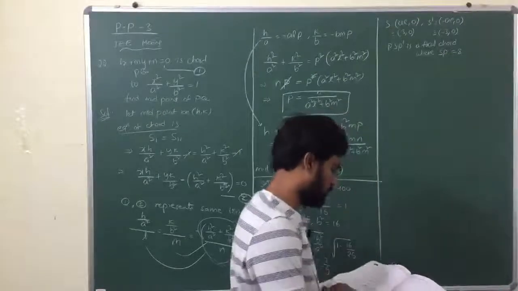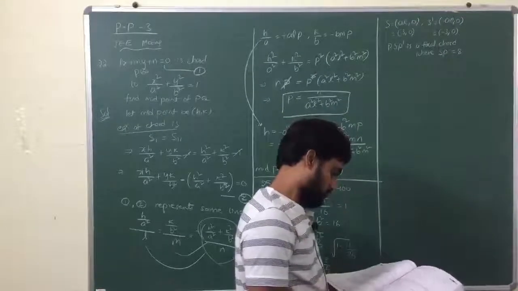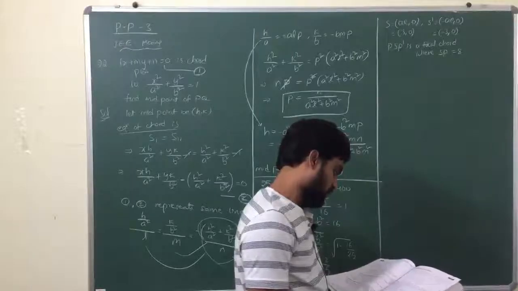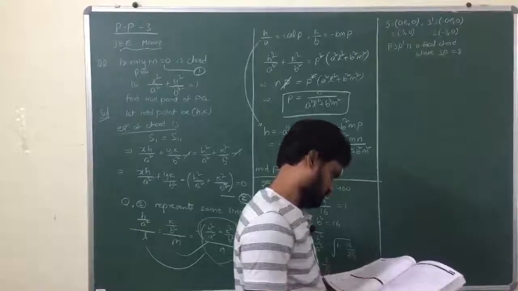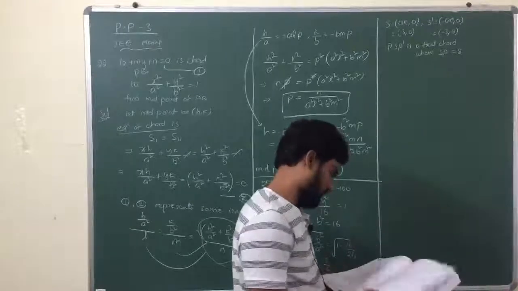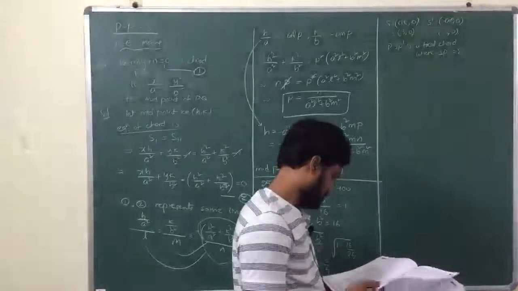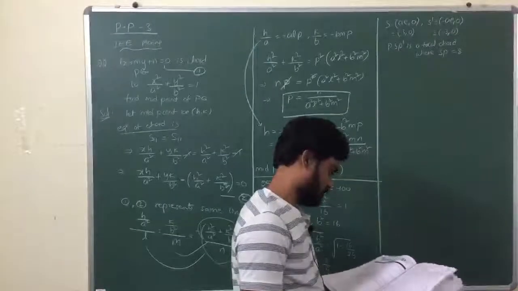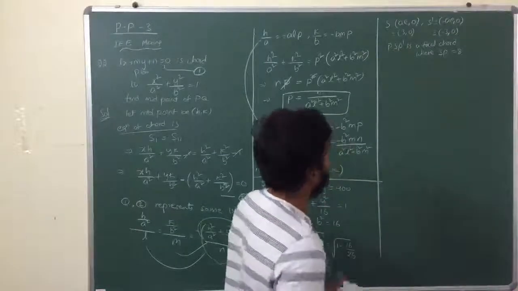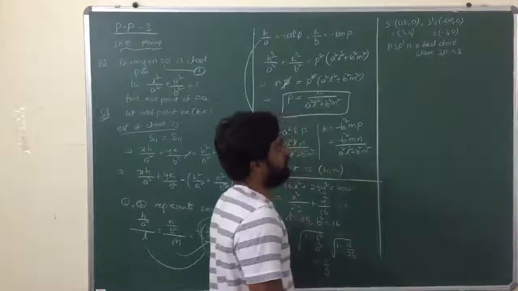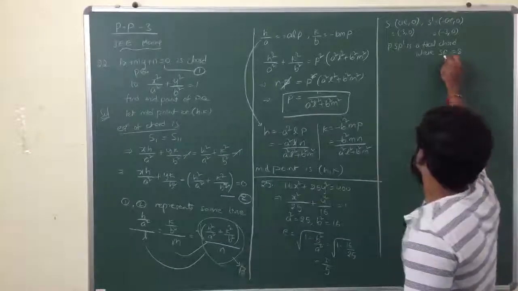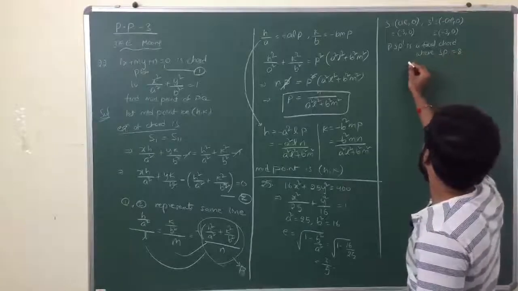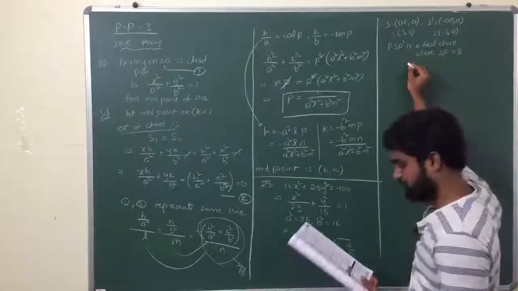This formula, you can do it. Don't worry about that. In real life. Anyways, so ps p dash is a focal chord where sp is equal to 8. So if sp is 8, we don't know about p.